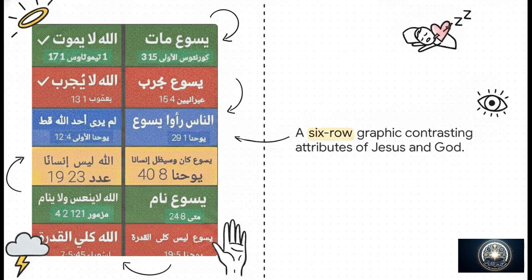So here is our primary source material for today. It's an Arabic graphic structured as a really simple 6-row grid, and it's divided straight down the middle into 2 distinct columns. If you look closely at the layout, it is highly intentional. The entire right-hand column is dedicated to attributes of Jesus, or Yasu in Arabic. Then, the left-hand column is totally dedicated to attributes of God, or Allah. Each row presents a direct, side-by-side contrast between the 2 figures.